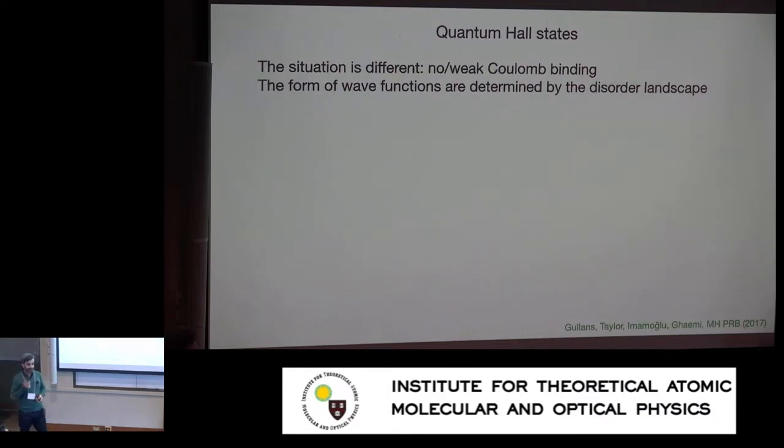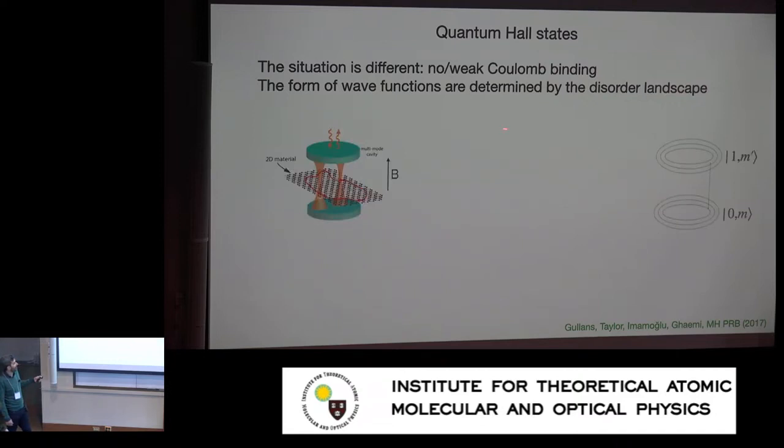So can we see this in material? So in quantum Hall, we go to quantum Hall states. We should expect some states that are extended, in a regime where Coulomb binding is not present. And then we hope that there are some wave functions that are large enough, which is determined by the disorder landscape. And then they can be shifted.